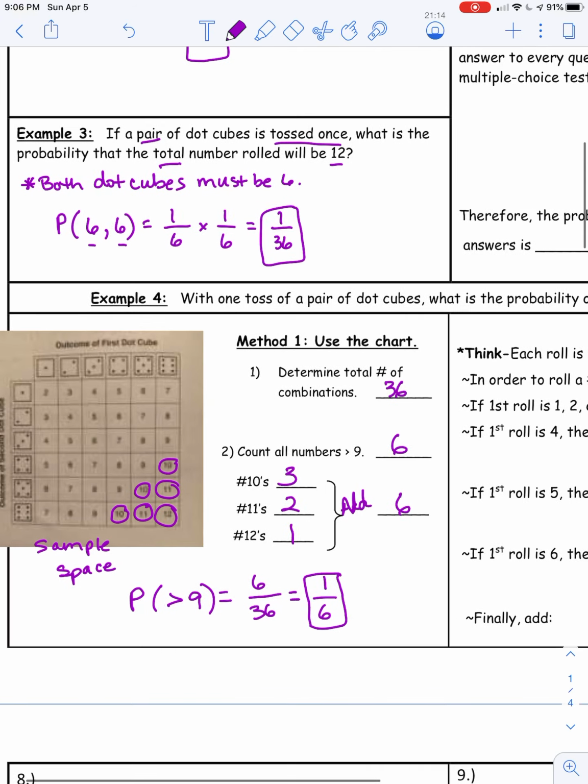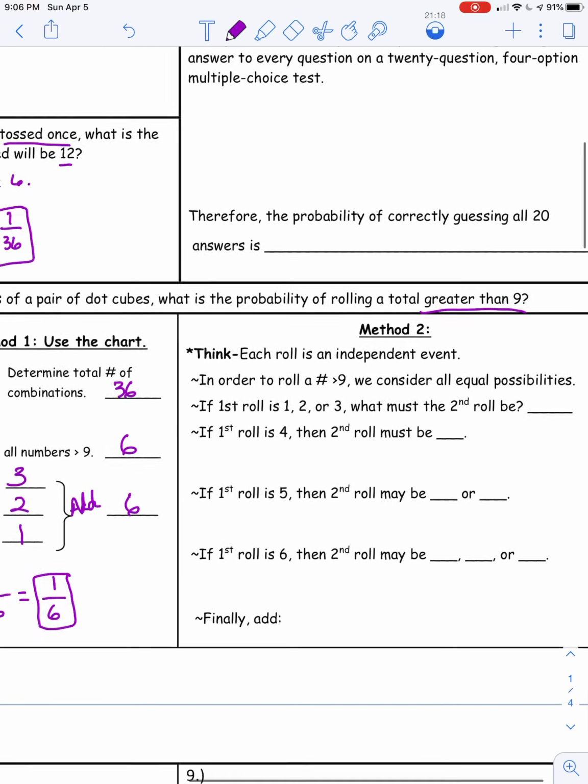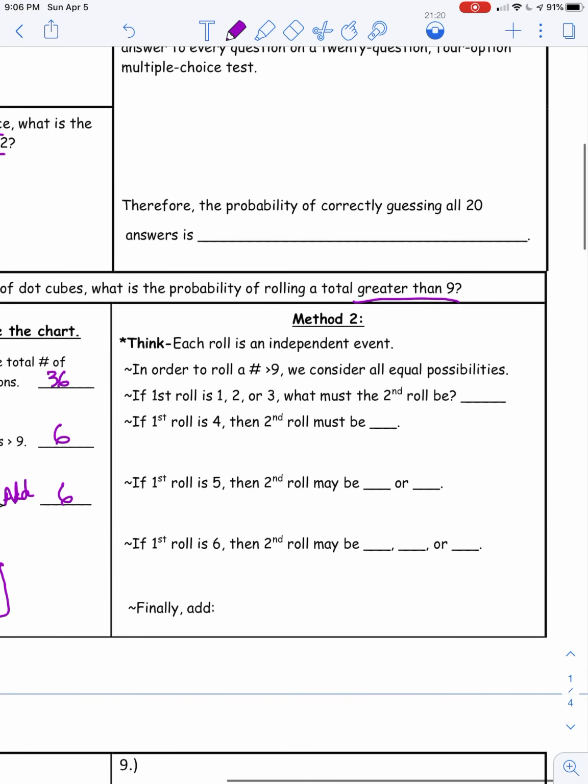So now we know, even though we're going to be looking at another method over here, we're going to get 1/6, but I want to show you how to actually work that out so that you'll have an understanding of how we can do that, because you might not always have a sample space like the one we just used. So method 2. First of all, we have to think each roll is an independent event.